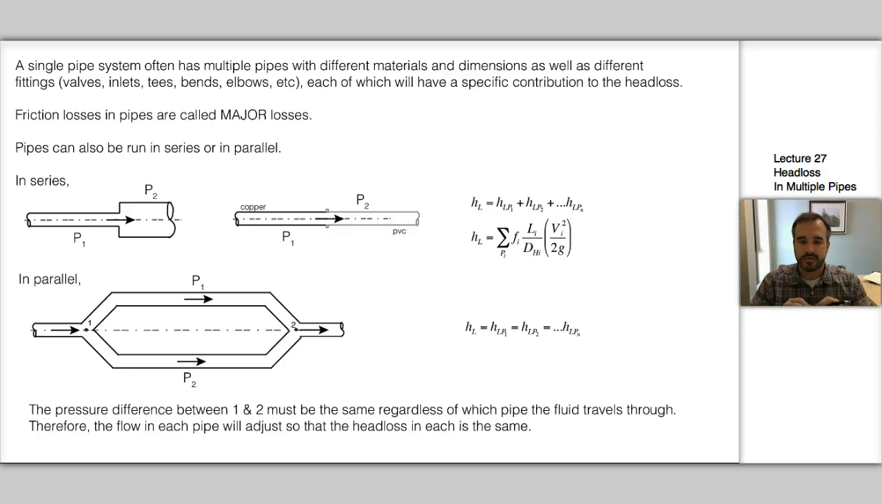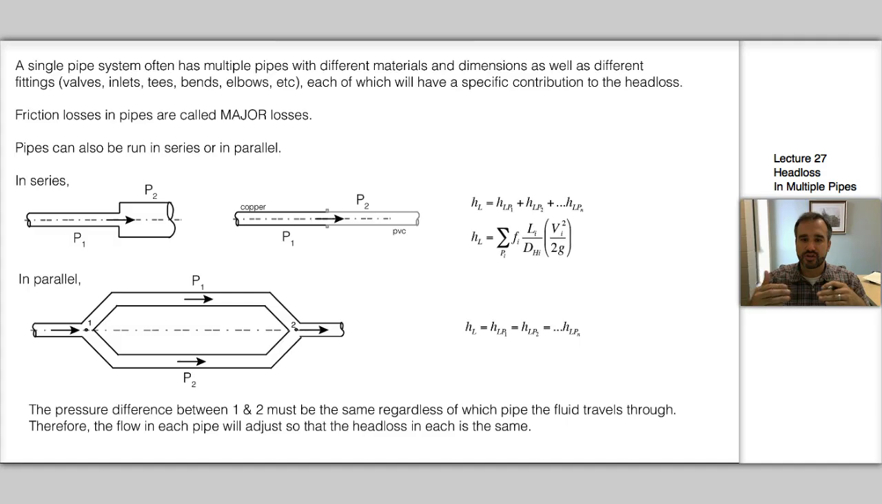So the total head loss from point 1 to point 2 is equal to the head loss in pipe 1, which is equal to the head loss in pipe 2, all equal to the head loss in section N. So in parallel, it's all equal. The head loss will be equal.